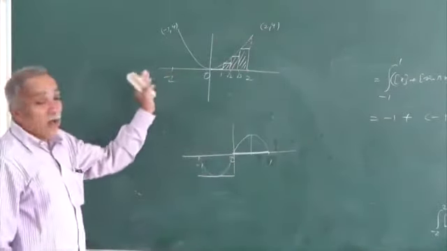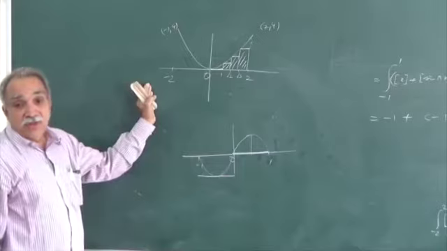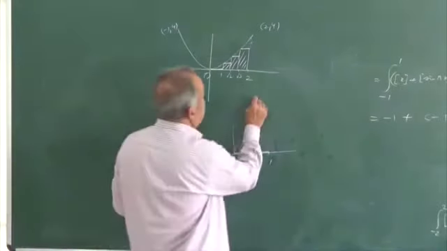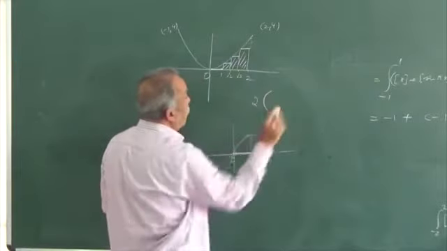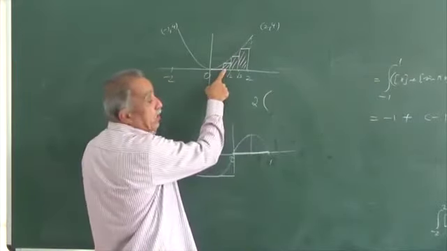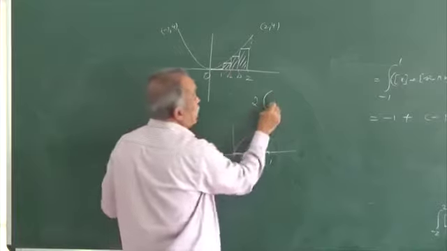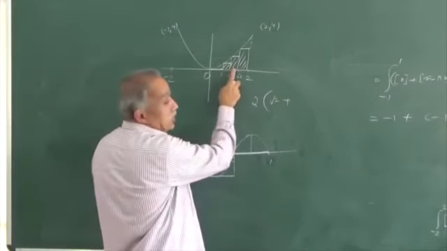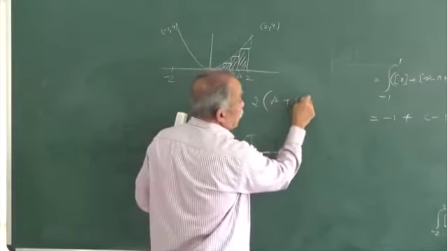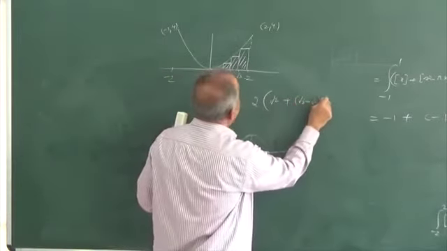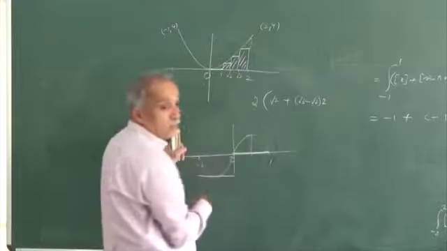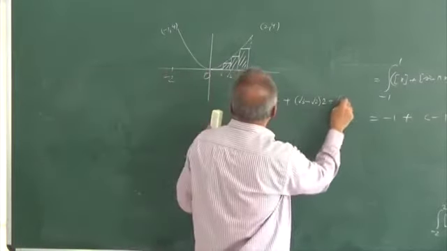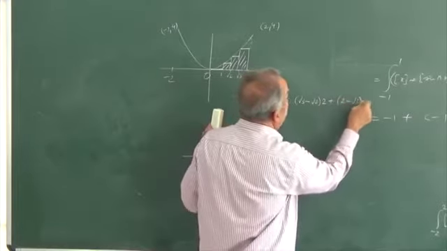What about the area on this side? Because of symmetry, it will have same numerical value. So, integral value is 2 into area of this shortest rectangle, width is root 2, height is 1. Next shortest rectangle, width is root 3 minus root 2, height is 2. For the next tallest rectangle, width is 2 minus root 3, height is 3.